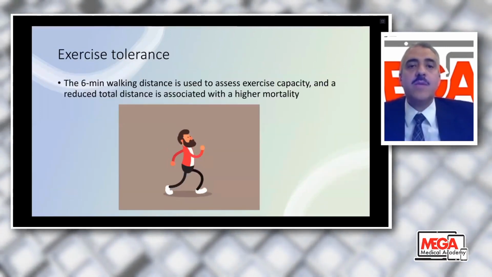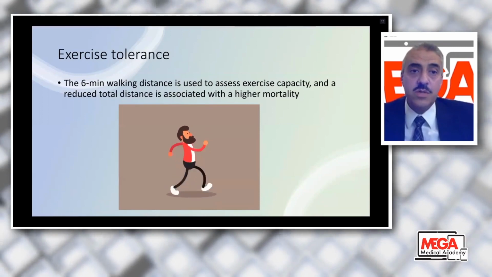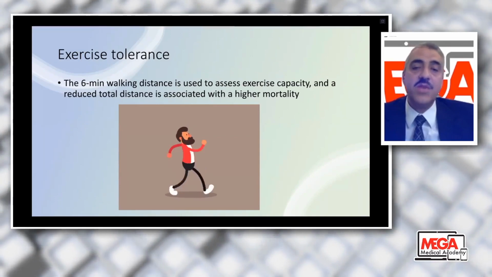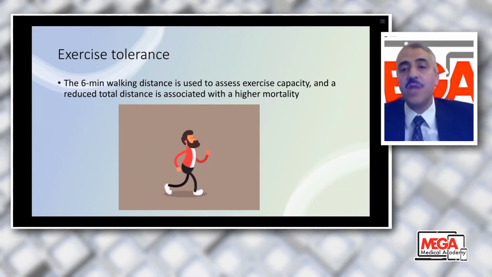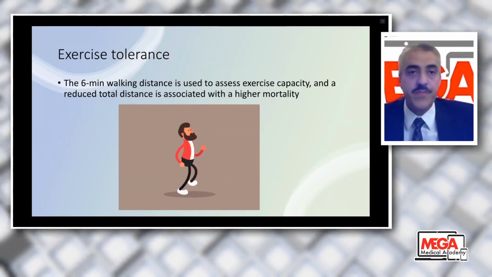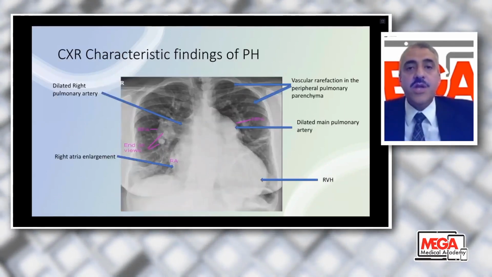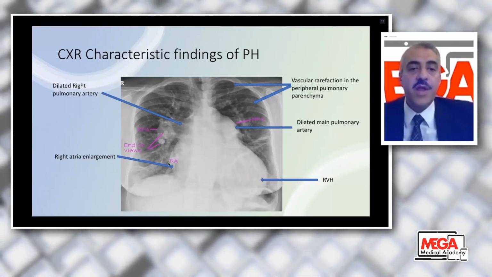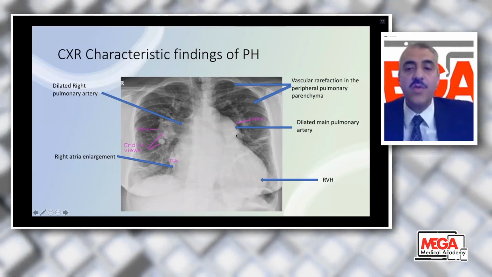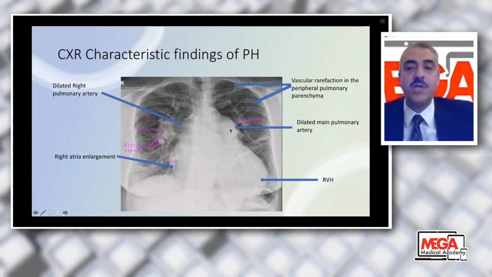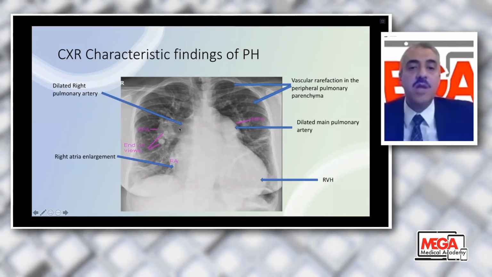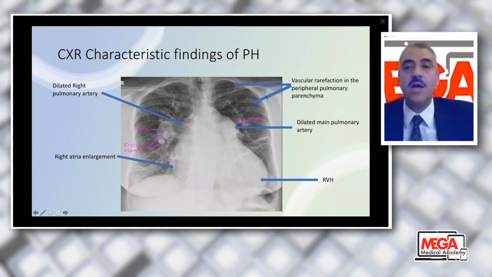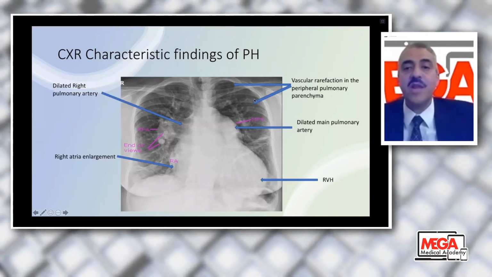We also need to assess exercise tolerance. We perform a 6-minute walking distance, and if this distance is less than 300 meters, the patient has higher mortality when going to the OR. Chest X-ray findings for pulmonary hypertension are right atrial enlargement, right ventricular hypertrophy, a dilated main pulmonary artery, and a dilated right pulmonary artery with end-on views, a cut-off view, and the peripheral pulmonary parenchyma shows vascular rarefaction.